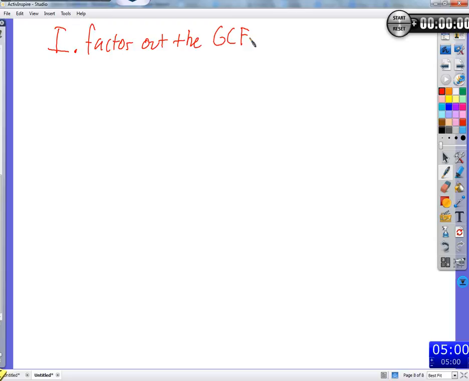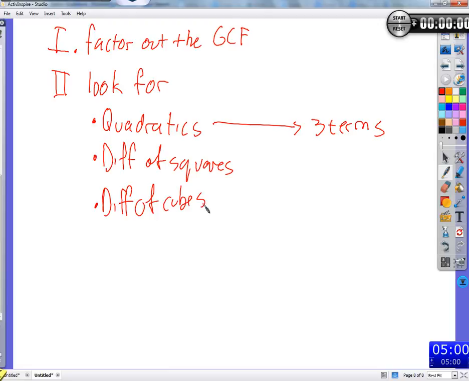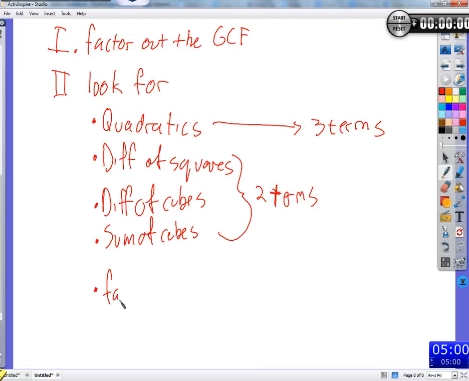There's just not any set thing, but you can look for some patterns like quadratics. Remember, these are three terms. That's helpful. Difference of squares, difference of cubes, sum of cubes. There's no sum of squares, but there is a sum of cubes. Remember that all of these are two terms. Right, so we've got factor by grouping. And the grouping part means you're grouping two sets of two, which means we need to have four terms.